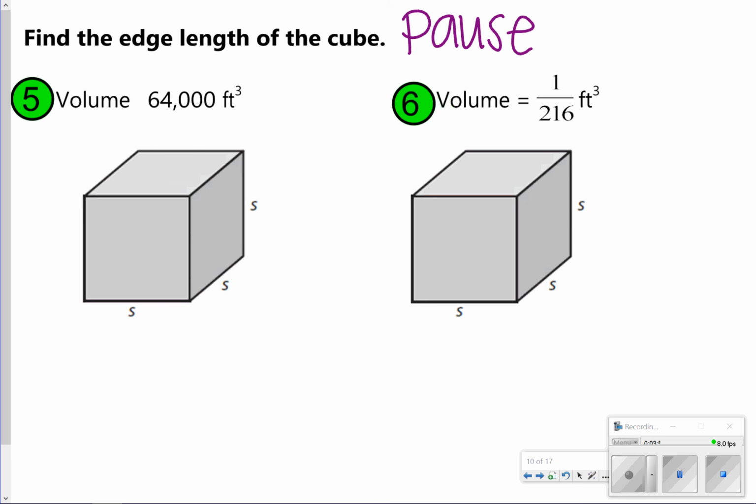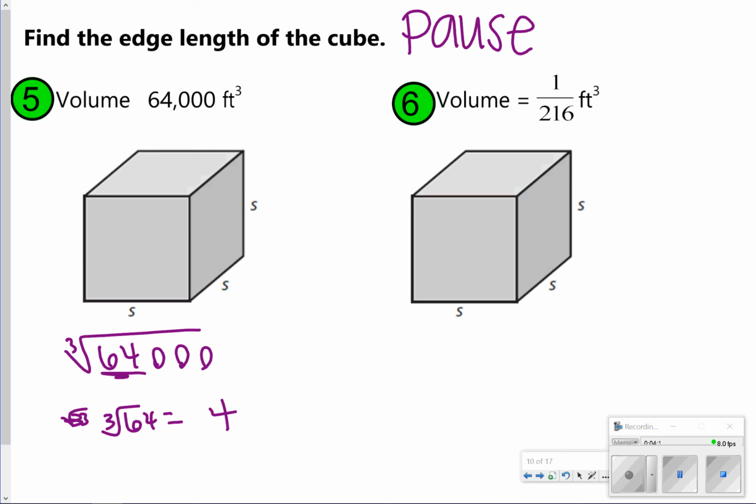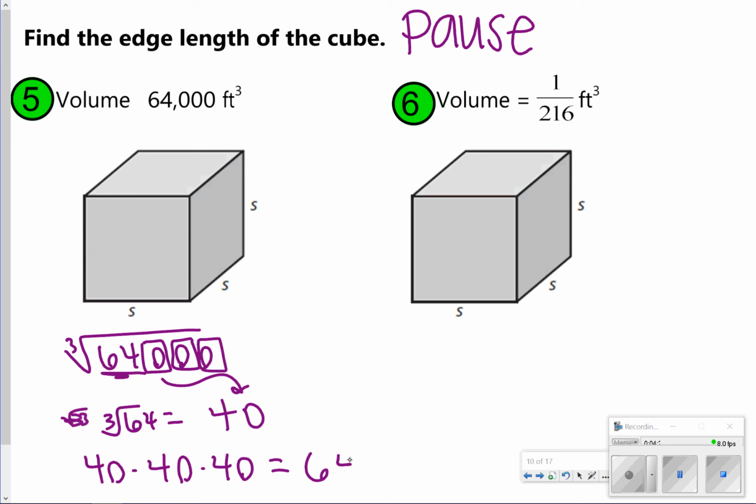Okay, for number 5, what I like to focus on is, instead of focusing on the 64,000, I know that I could find the cube root of 64. The cube root of 64 is 4, but then I have 3 separate zeros, so I just cut those into 3 pieces, and one of those zeros goes here, because 40 times 40 times 40 is equal to 64 with 3 zeros, or 64,000.